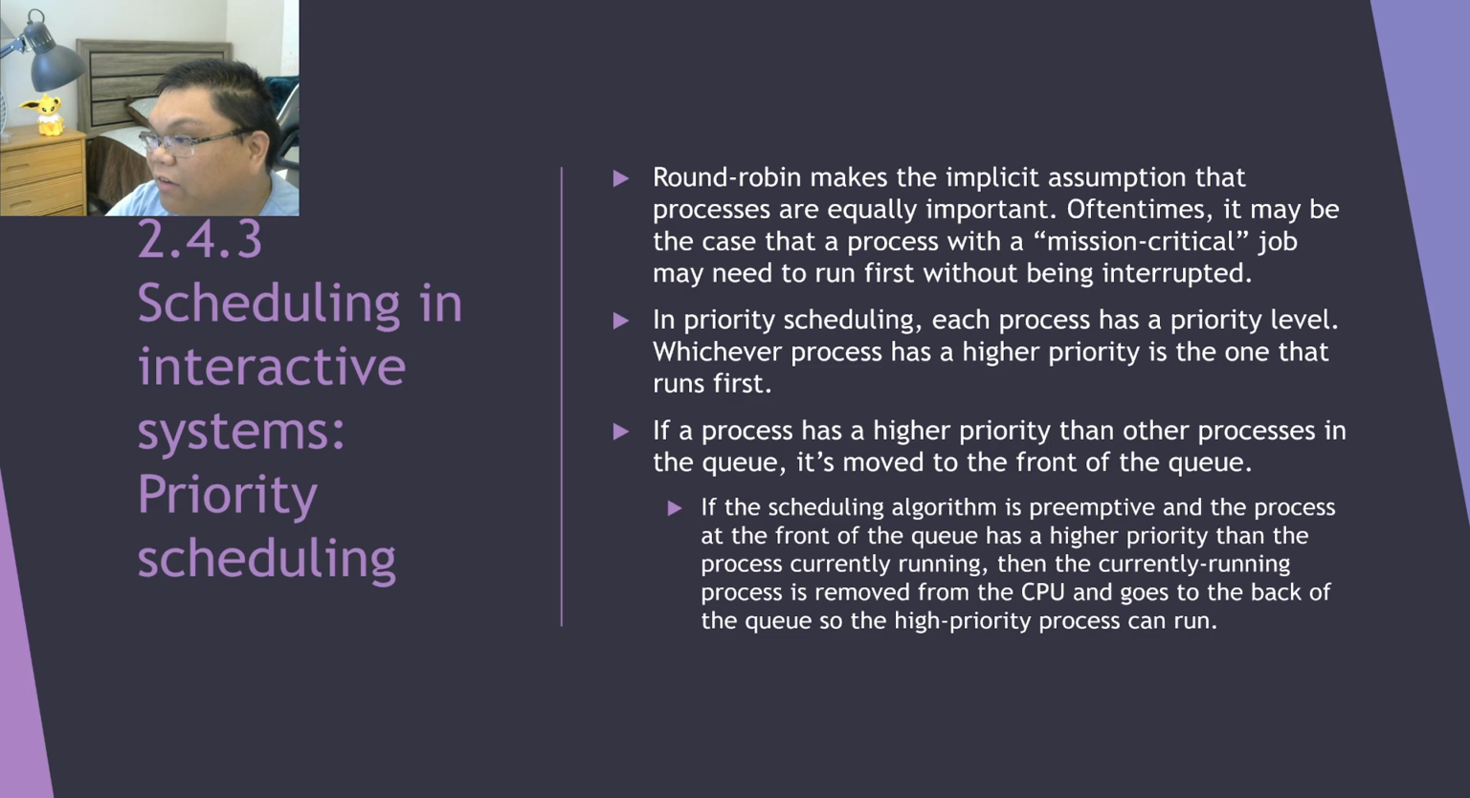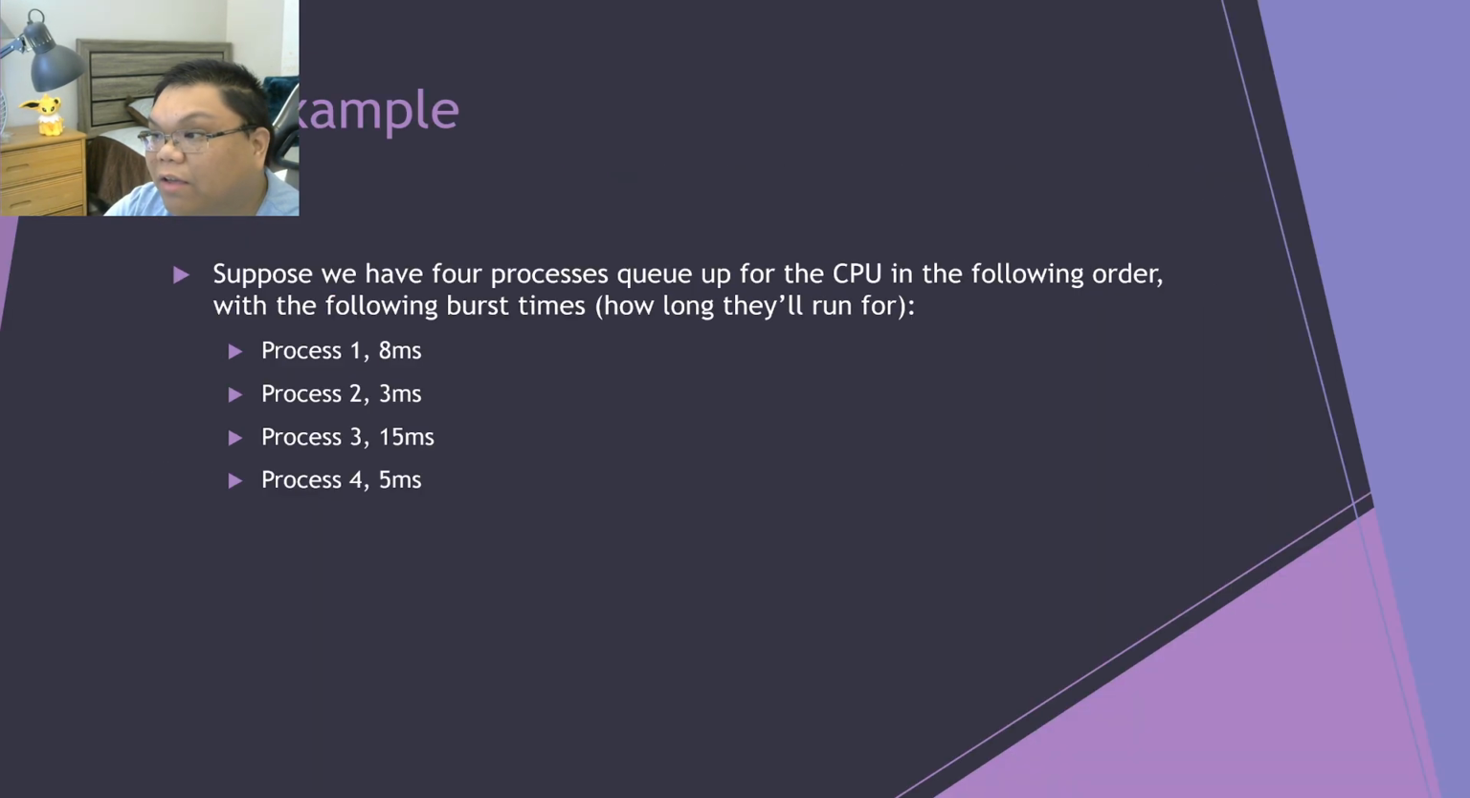If the scheduling algorithm is preemptive and the process at the front of the queue has a higher priority than the currently running process, then that currently running process is removed from the CPU. The CPU is preempted to the next process in line, which is the high priority process. That way, the high priority process can run first because, well, of course, it's high priority.